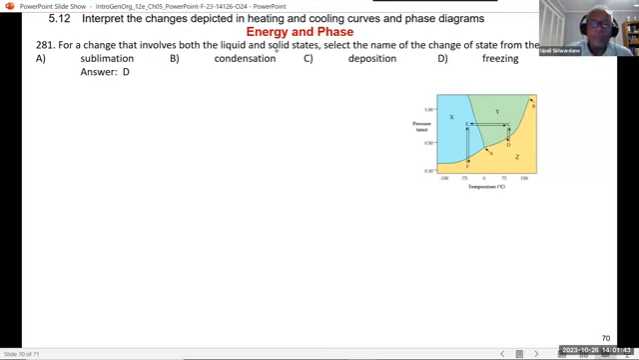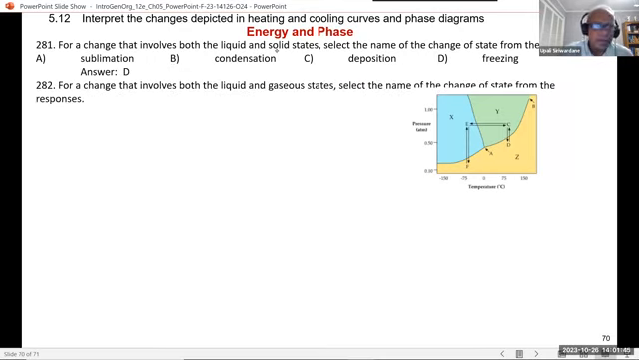Answer is D. For a change that involves both liquid and gaseous state, select the change from the following responses. Liquid and gaseous state: condensation and vaporization. Condensation is the only one involving liquid and gaseous state. Vaporization is not given, so therefore the answer is B.